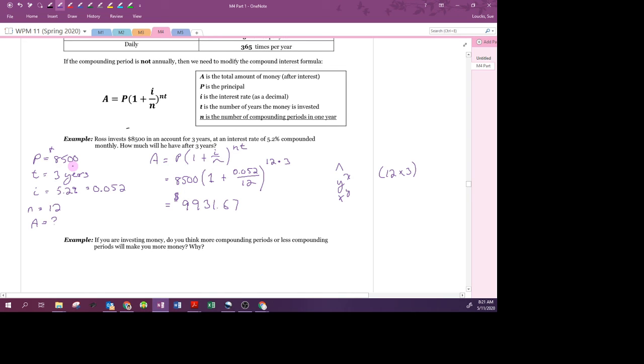If you're investing money, do you think more compounding periods or less compounding periods will make you more money? Why? You thinking about it? The more compounding periods you have, the more money you're going to get or pay, because you're paying interest on interest sooner.